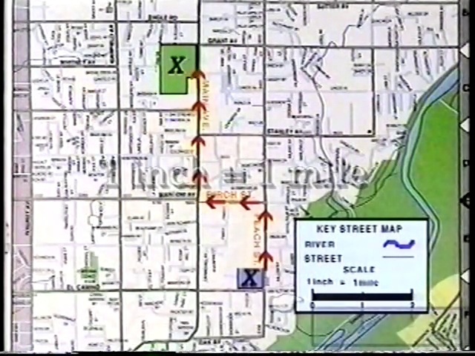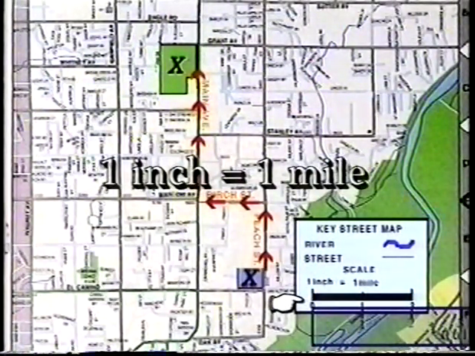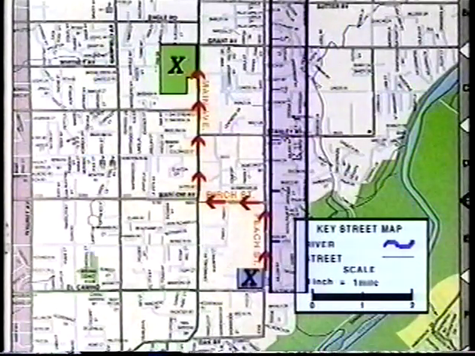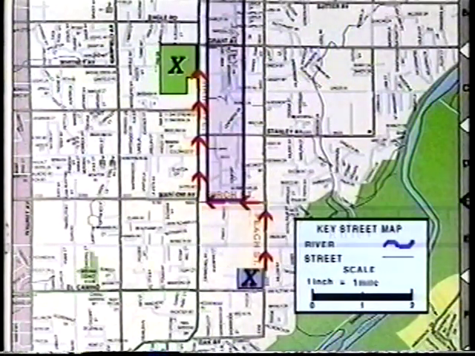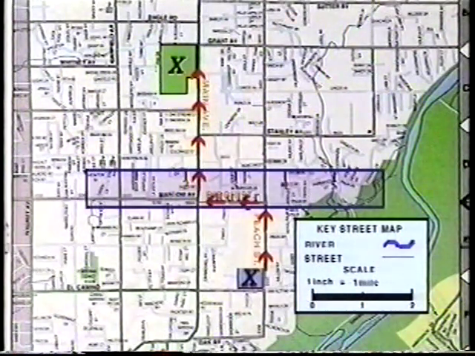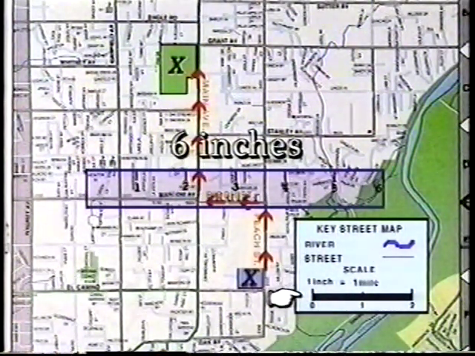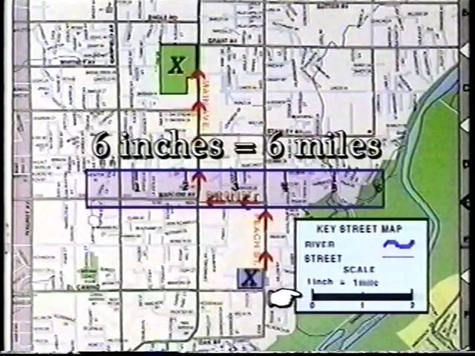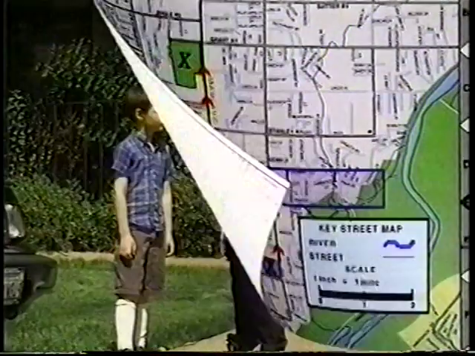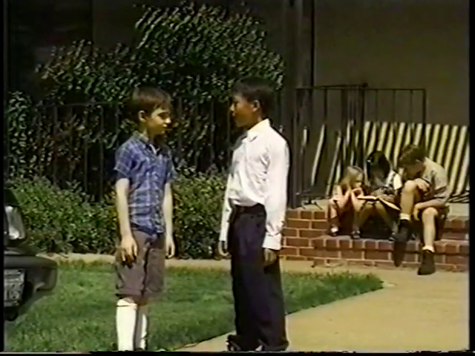On this map, 1 inch equals 1 mile. If you measured with a ruler following the streets, you would see the distance between the library and the park on this map equals 6 inches. That means that there is really 6 miles between the library and the park. It is too far to walk. Hey, I'm so glad that we look at the map.